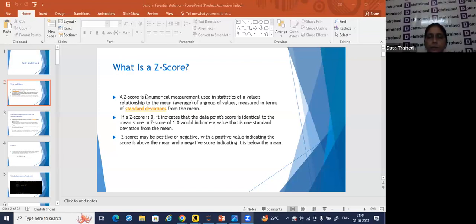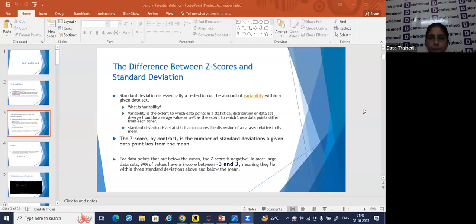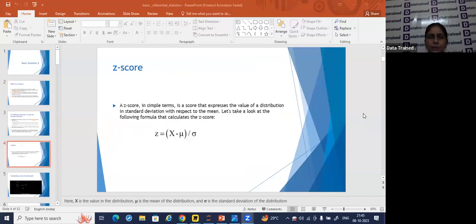Okay. So what is a z-score? Z-score is a numerical measure used in statistics of a value's relationship to the mean of a group of values, measured in terms of standard deviations from the mean. I'm taking a few very basic examples of z-score just to understand how we use z-scores. These are certain definitions that we wrote here. This one is the basic formula, x minus mean divided by standard deviation. This particular sign denotes the mean, and this particular sign is the standard deviation.